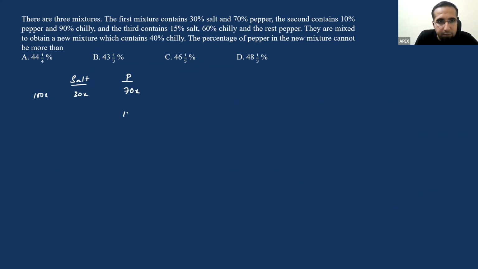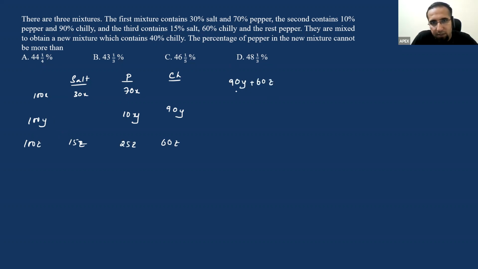The second contains 10% salt. Let's say I'm taking 100y, so 10y salt and 90y chili. And the third contains, let's say 100z, that is 15% salt, 15z, this is 60z, and this is 25z. So what am I given? They obtain a mixture which is 40% chili. So 90y plus 60z divided by 100 times of x plus y plus z into 100 is equal to 40%.